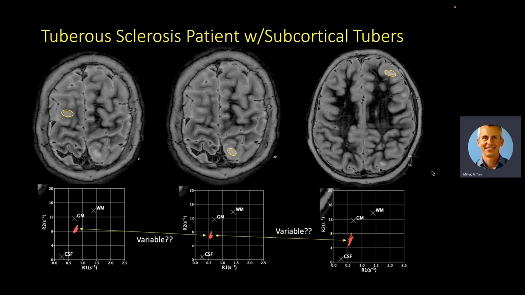And here is another case in which I sampled a few subcortical tubers. Also interestingly, they basically look the same on MR. However, there is some apparent variability in their plot location. Not sure if this reflects ROI placement, or could there be some intrinsic morphological differences?